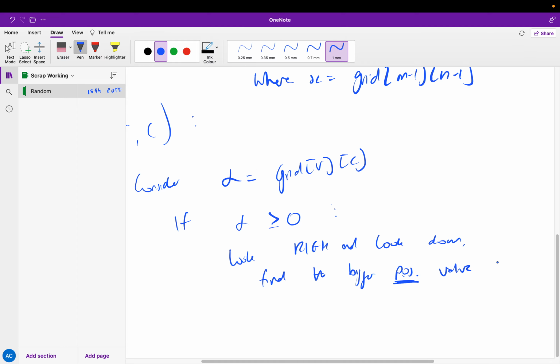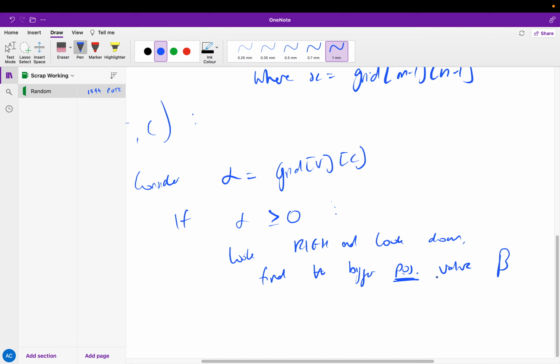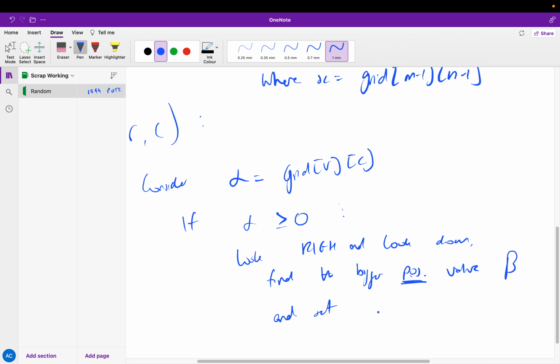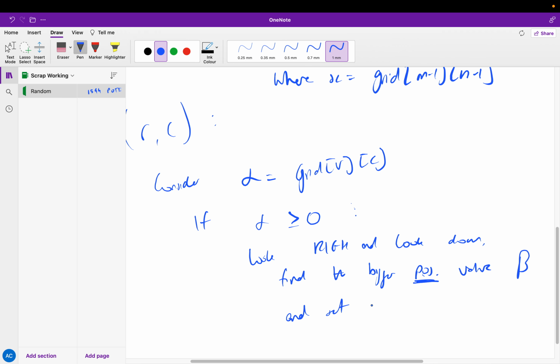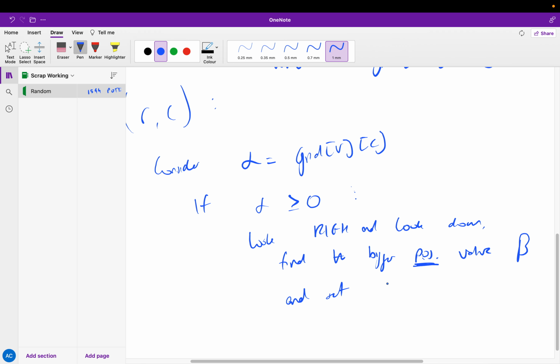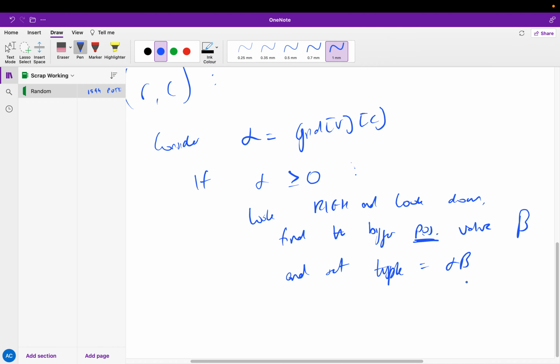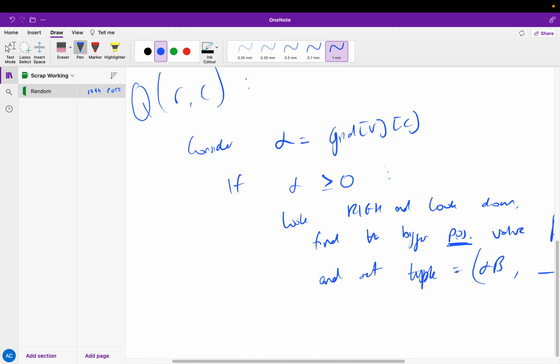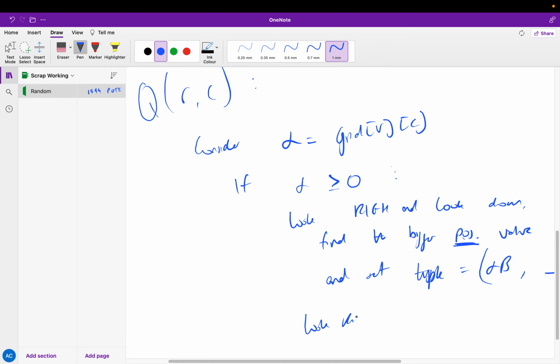Find the bigger positive value beta and set the tuple that we're going to make to equal alpha beta. Set the tuple to equal alpha beta first, and then look right and look down.